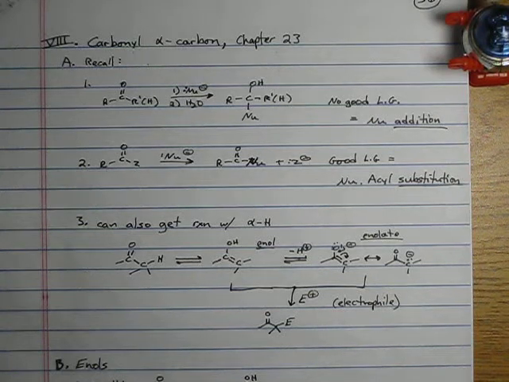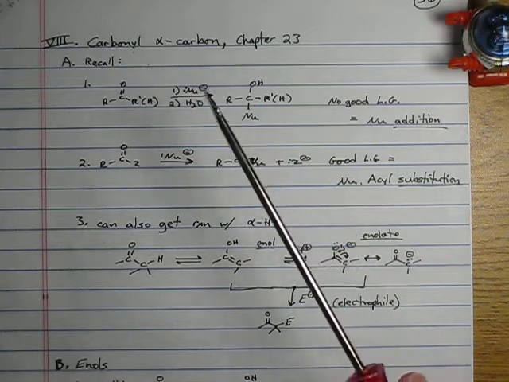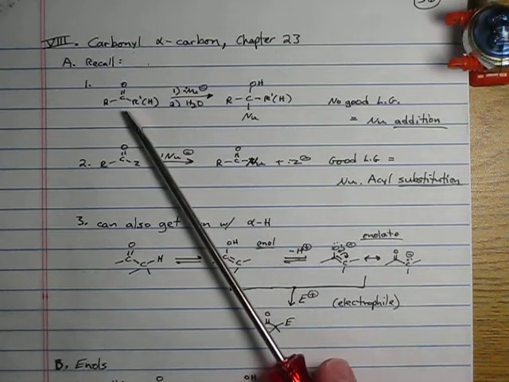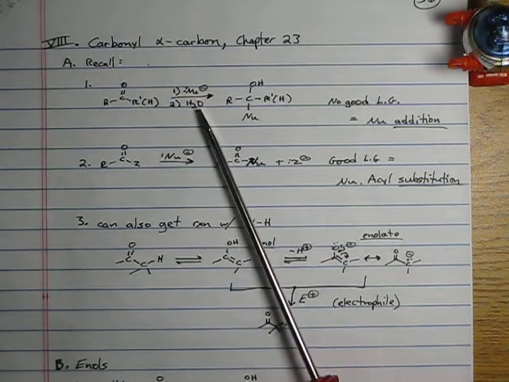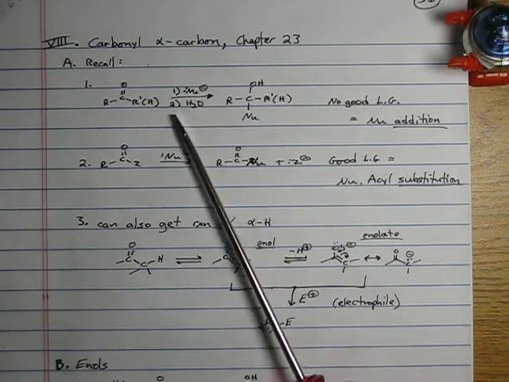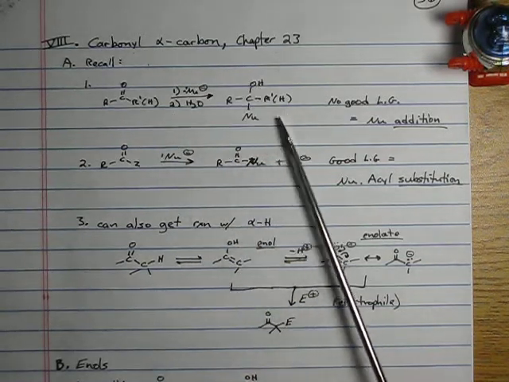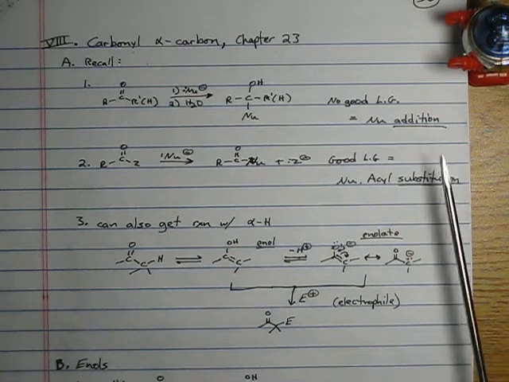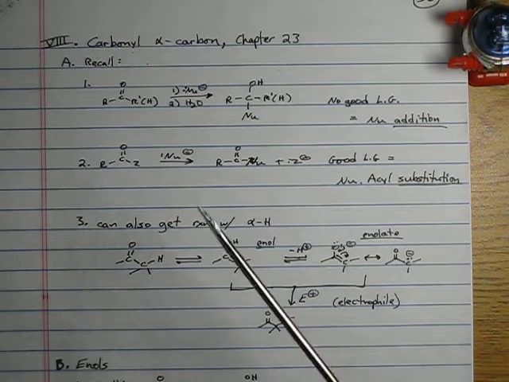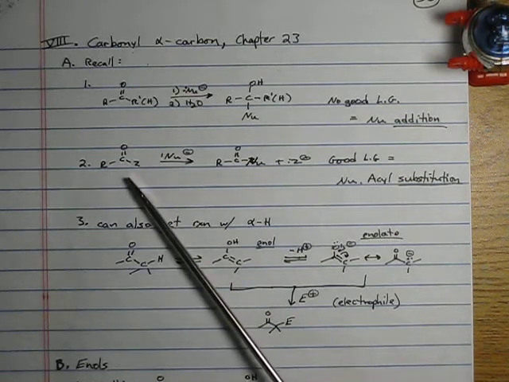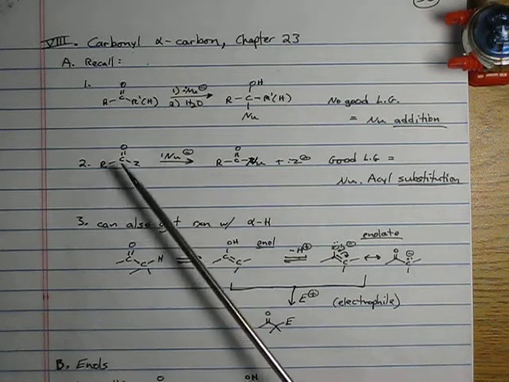Okay, let's move on to the next chapter, chapter 23, carbonyl alpha carbon reactions. Let's do a little review. Recall when you have an aldehyde or a ketone and you attack it with a nucleophile followed by aqueous workup, the nucleophile attacks the carbonyl carbon, you end up with the alcohol, nucleophilic addition. No new news there. If you have an RCOZ, however, recall the nucleophile is going to attack the carbonyl.